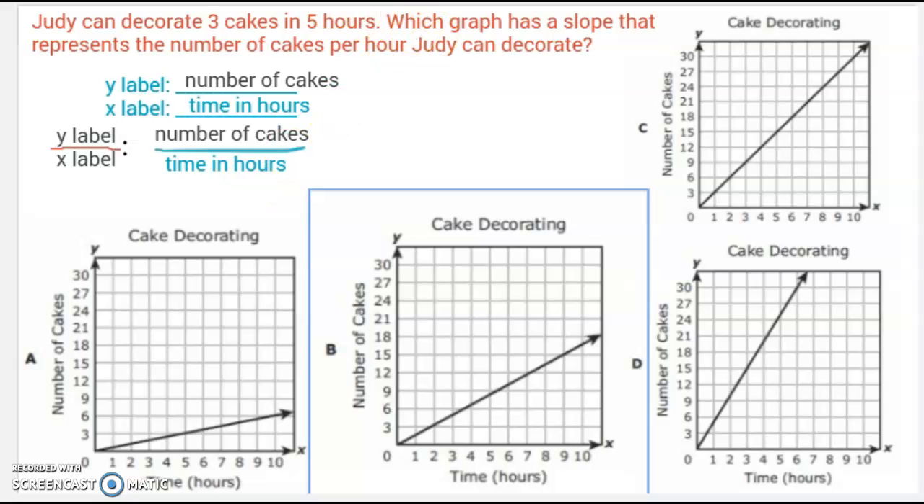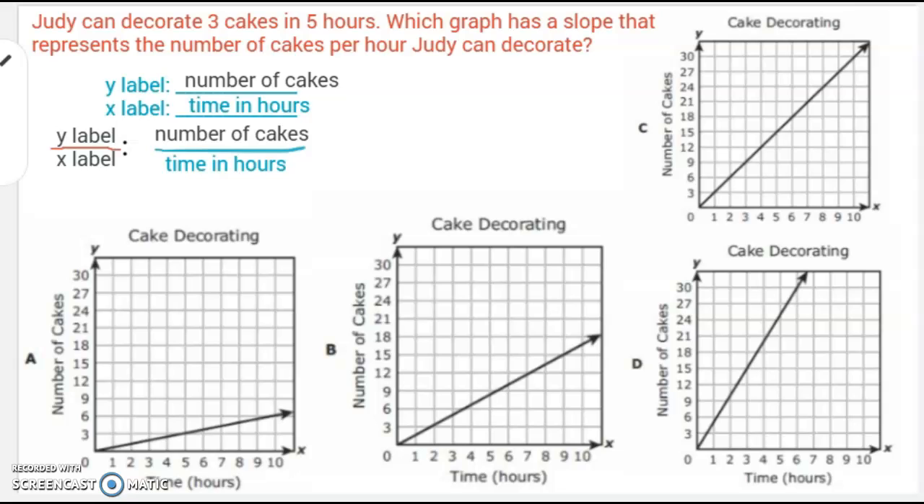Then if I go back to my word problem, I can see 3 cakes. So that number 3 would need to be at the top, right? So if I'm writing it as a fraction, 3 would be at the top over 5 hours, because I'm aligning it with how I set them up as a fraction. Number of cakes was 3. Time in hours is 5. So I set it up as y over x.